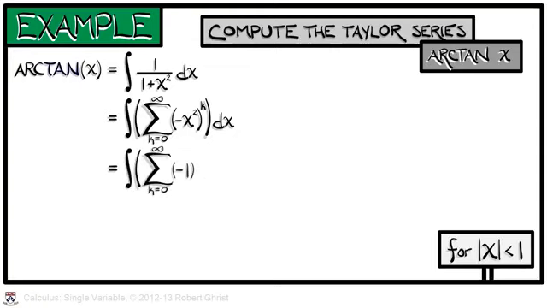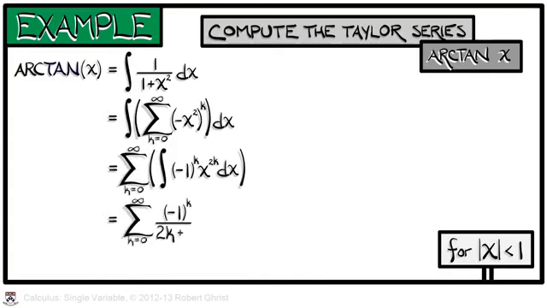Again, by rearranging terms, doing a little bit of work here, we see that we get the sum, k goes from 0 to infinity, of -1 to the k times the integral of x to the 2k, that is, x to the 2k plus 1 over 2k plus 1. We have to deal with the constant of integration, but again, since arctan of 0 equals 0, it is irrelevant.